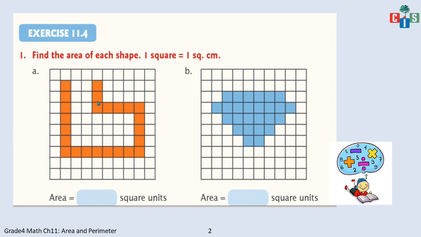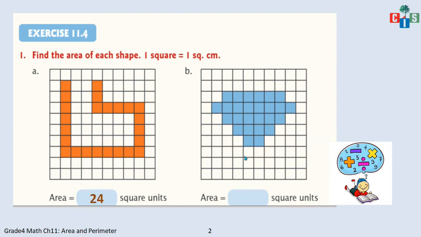Now, let's check the exercise 11.4 from your textbook. Here, each single square represents 1 square centimeter and you have to find the area of each shape. So area is the internal space. What you have to do is simply count the number of the squares which are colored. So let's do that. 3, 6, 9, 10, 11, 12, 13, 14, 15, 16, 17, 18, 19, 20, 21, 22, 23, 24. So here I have 24 squares which are colored with orange. So the area of this figure will be 24 square units.